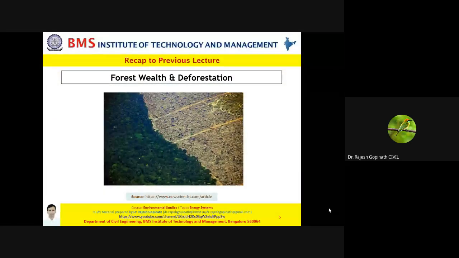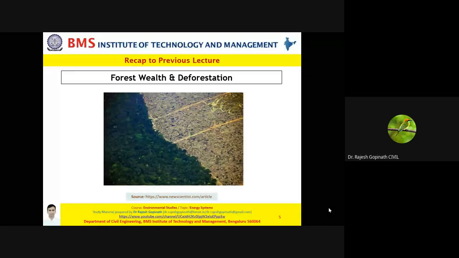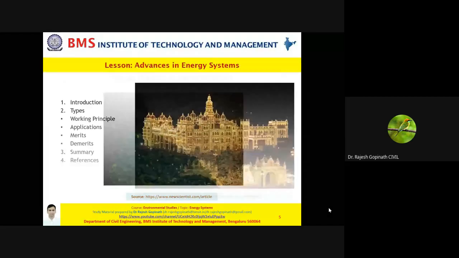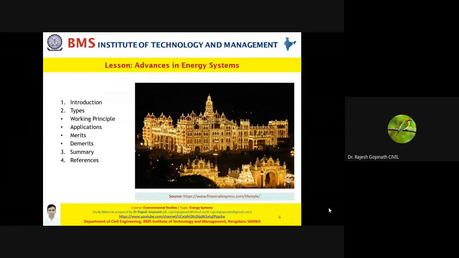We are back together for environmental studies. If you recollect, in the previous session, we had discussed the significance of having a forest and the consequences of deforestation. In today's presentation, we shall be discussing advances in energy systems, probably very relevant considering that we are in the times of COVID and your chief minister has recently agreed that all the tourist spots will be open because you have Dasara coming up.